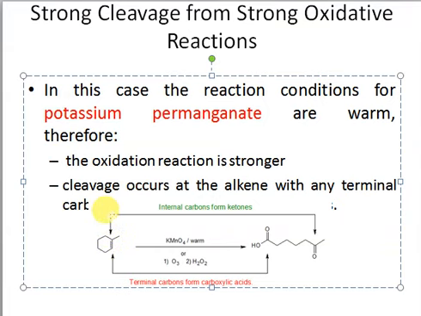While the internal carbon will form a ketone, right? That forms a ketone in the gentle cleavage. It will also form a ketone in strong cleavage. You can say that if you use zinc, that is the gentle cleavage, right? But when you use hydrogen peroxide, that's a strong cleavage. So this is a strong cleavage. The conditions we are using are KMnO4, and we are using the KMnO4 in a warm state. So these are harsh conditions, right? So that's the strong conditions.